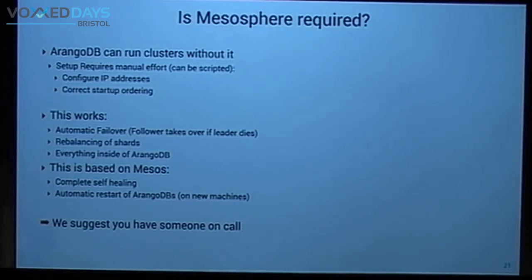What you get then is automatic failover. Whenever a shard in ArangoDB dies, one of the others who has a copy of this data takes over. You can rebalance the shards across the servers if you add new ones, and everything inside ArangoDB, of course. And what we did with Mesos is that you have a complete self-healing cluster. It figures out, okay, this instance is dying, there was an ArangoDB running, we just spawn a new one, connect it to the cluster, and copy everything over that it needed.